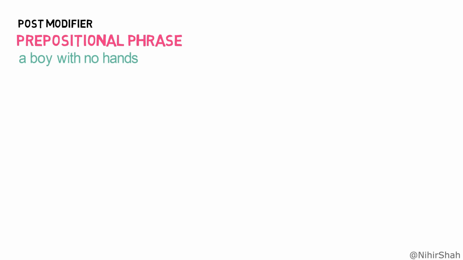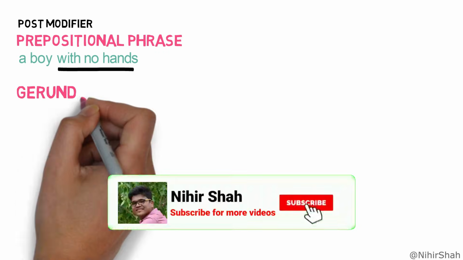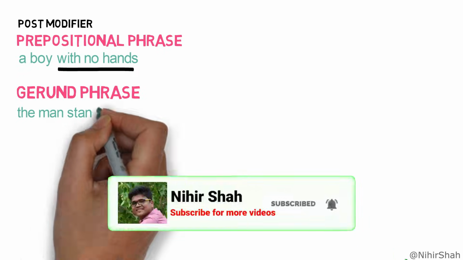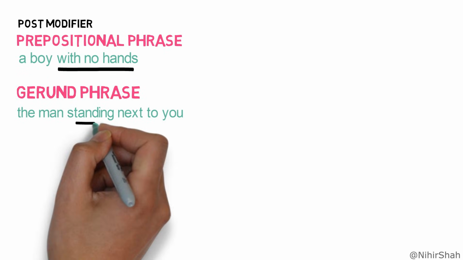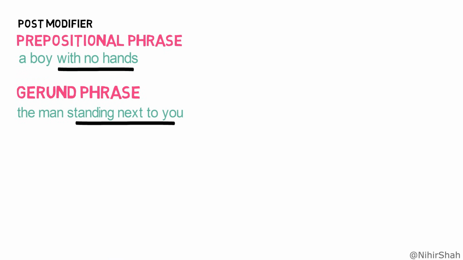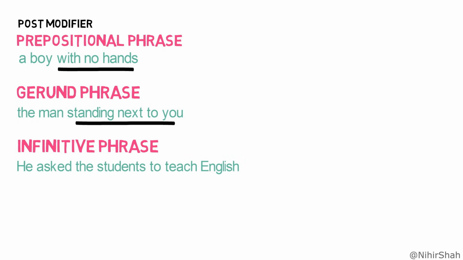And post modifiers could be generally from any of the below. Number 1, prepositional phrase. For example, a boy with no hands. Here, with no hands is a prepositional phrase. Number 2, gerund phrase. The man standing next to you. Here, standing next to you is a gerund phrase. Number 3, infinitive phrase. He asked the students to teach English. Here, to teach English is an infinitive phrase.